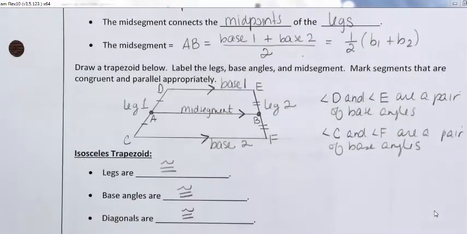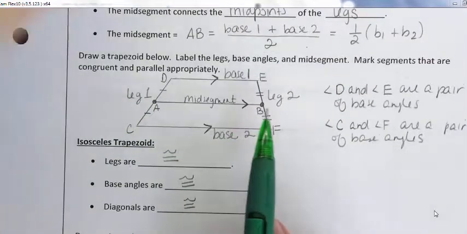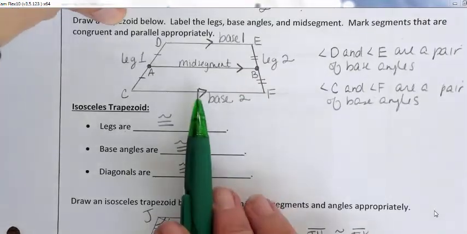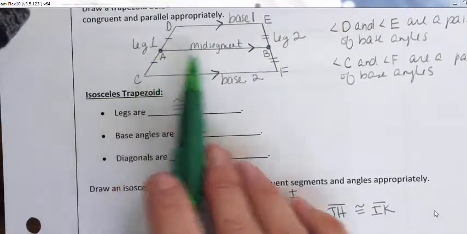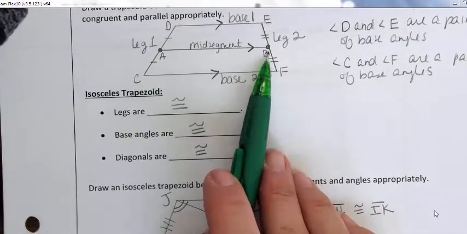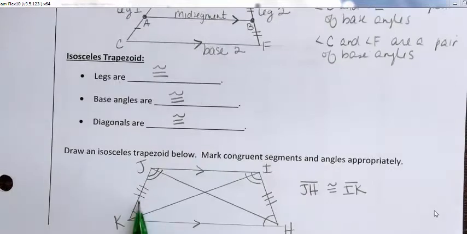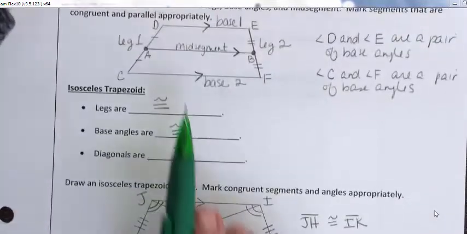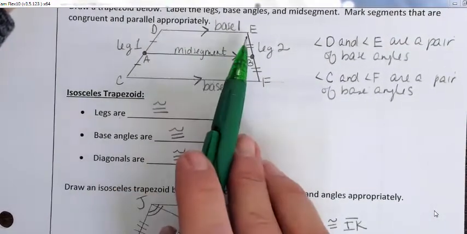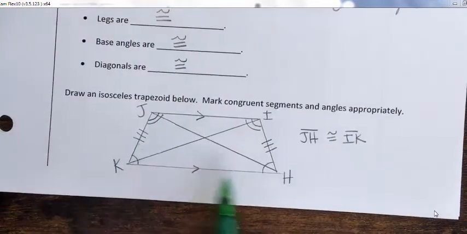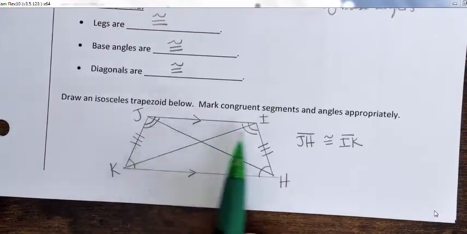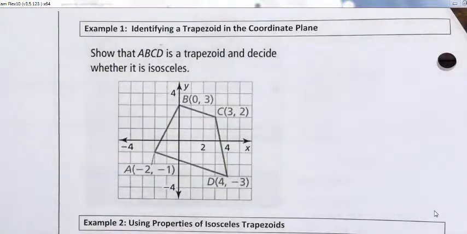Let's see, what else? I guess the only difference really between a regular trapezoid and an isosceles trapezoid is the fact that you've got these congruent legs, right? So these 2 legs here are not congruent, but these are. And the other difference is the base angles. So the pairs of base angles here are not congruent, but in the isosceles trapezoid, they are. Okay, moving on. Let's do some math with this information.